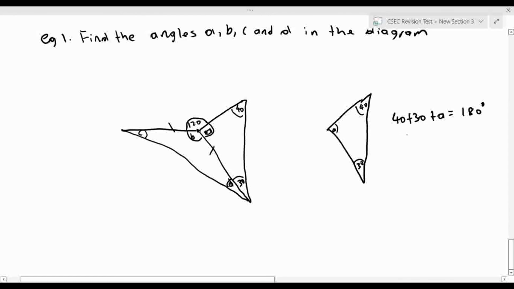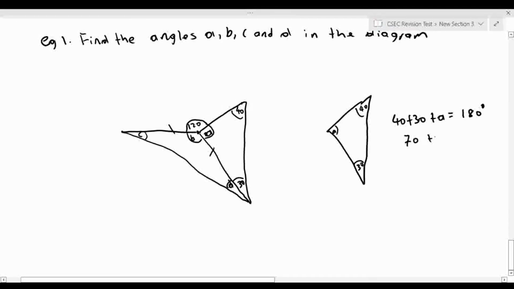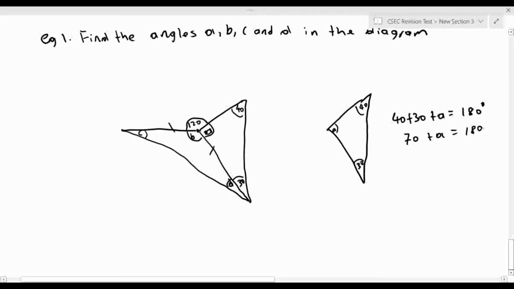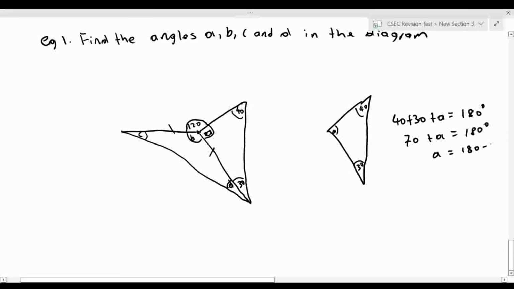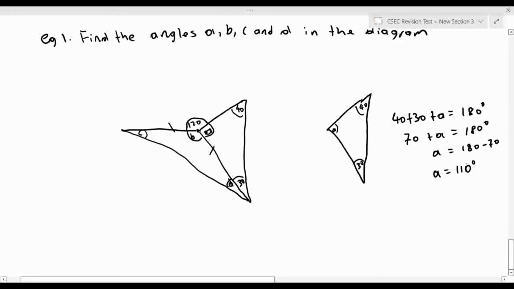So we know these two angles, which add up to 70, plus A equals 180 degrees. So we know that A would be equal to 180 minus 70. And so our A would be equal to 110 degrees.